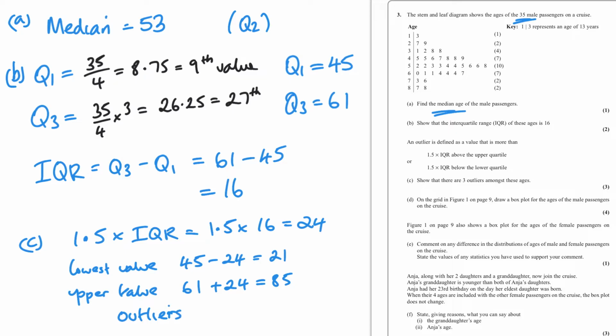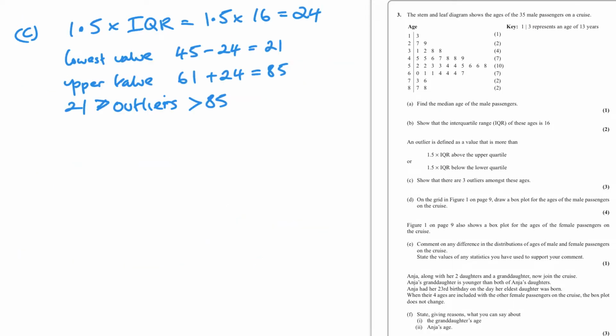So outliers, they're going to be anything that is greater than 85 or less than 21, however you kind of want to look at it. Now I probably shouldn't write it quite like that because it kind of looks like I'm looking at a group there. So let's do outliers are less than 21 or greater than 85. Better way of saying it.